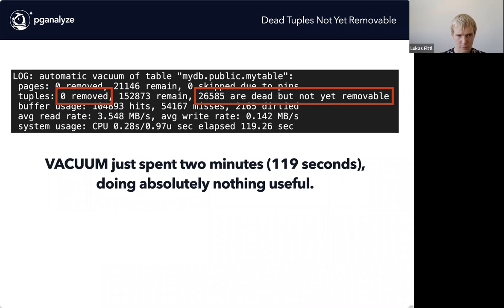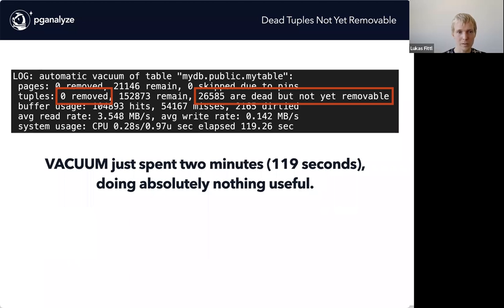Now, here's a particular case where this is helpful and you had a problem with your autovacuum. If you see the tuples line roughly in the middle there, in that output, you see that there were 0 tuples removed. There were 150,000 that remained in the table that are alive, and there are 26,000 that are dead but not yet removable. So we know that there is data that we could remove, but we cannot because of visibility rules in Postgres.